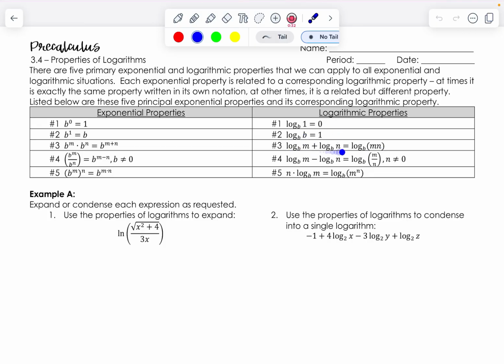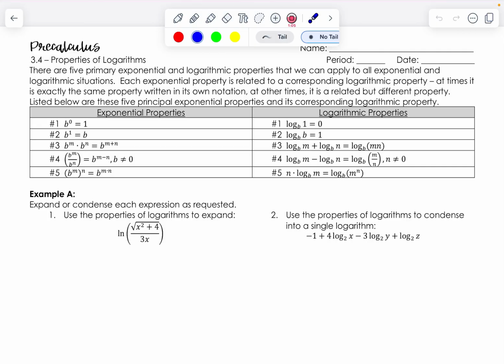And then remember, this was the product property. If you have the log base b of m times n, that's the log base b of m plus log base b of n. And you can see the corresponding exponential property and why that is. We proved it last year in Algebra 2. Then you have the quotient. The log of a quotient can be expanded to be the log m minus log n. And then you have the power property. If you have log m to the n power, you can bring the power down.